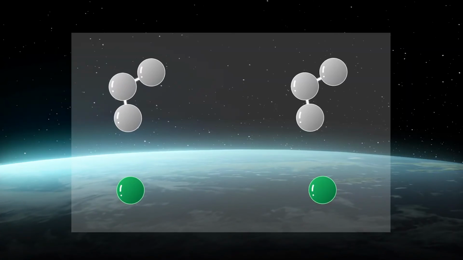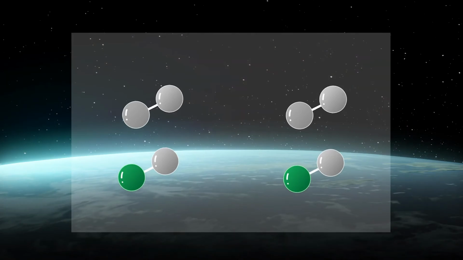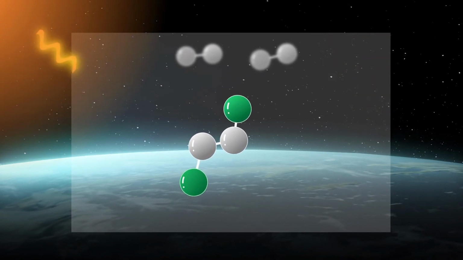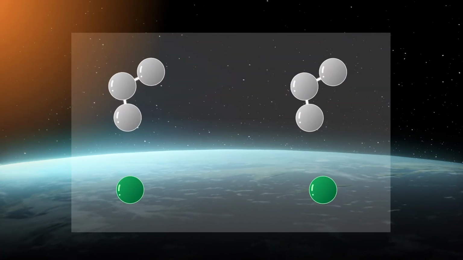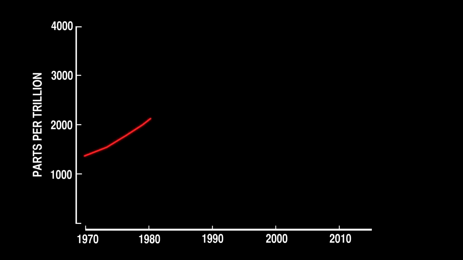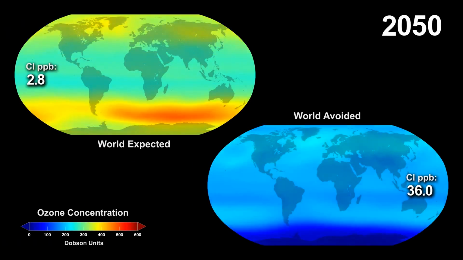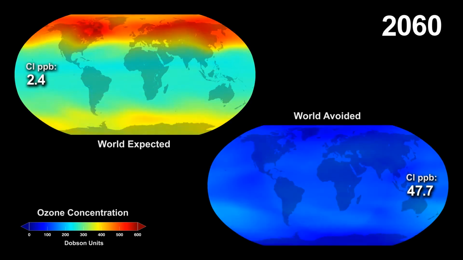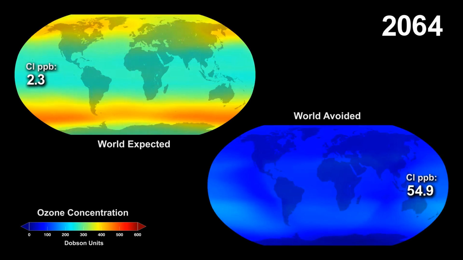One chlorine atom can destroy thousands of ozone molecules, and millions of tons of CFCs were pumped into the atmosphere from the 1920s through the early 1990s. As CFC concentrations in the atmosphere continue to decline, the ozone hole is expected to gradually become less severe, and scientists expect the Antarctic ozone to recover back to healthy levels around the year 2070.